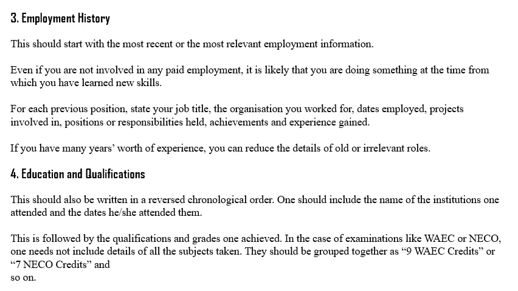Education and qualification. This should also be written in reverse chronological order. One should include the name of institution attended and the dates he or she attended them. And this is followed by the qualification and grades one achieved. In case of examinations like WAEC or NECO, one needs to include detail of all the subjects taken. They should be grouped together as 9 WAEC credits or 7 NECO credits and so on.